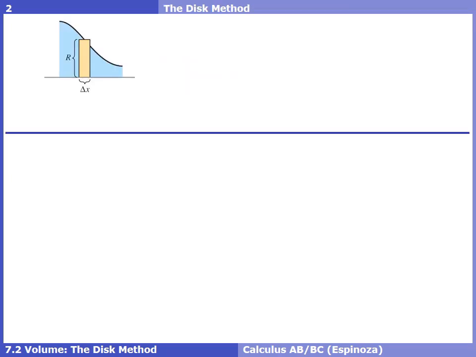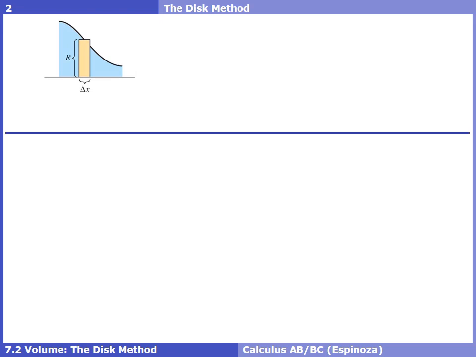Okay, now that we know how to find the area of a disk, remember, we want to find a volume using disks, and we want to add up an infinite amount of those disks. So now that we have the volume of a disk, let's see what these exact volumes of these shapes are going to look like.